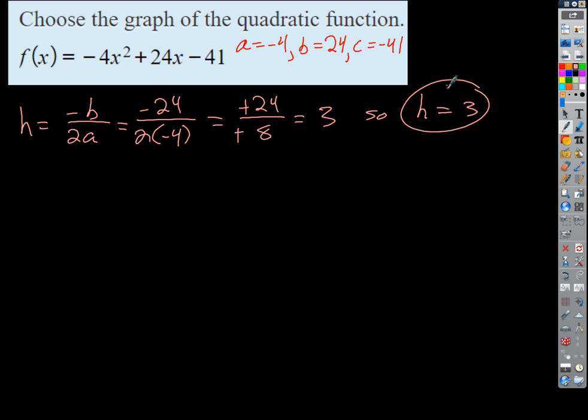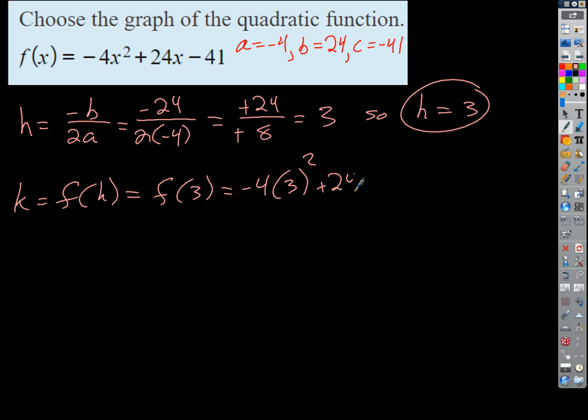Now we just need the y-coordinate of the vertex. Well, here's my function. All I've got to do is plug in the x value to find the y value. So k is going to equal f of h, and h is 3. So what's that going to give us? If I plug 3 in, every place I have an x, I'm going to replace that with a 3 in parentheses. So that's going to give me -4 times 3 squared, plus 24 times 3, minus 41, and then we just simplify that.